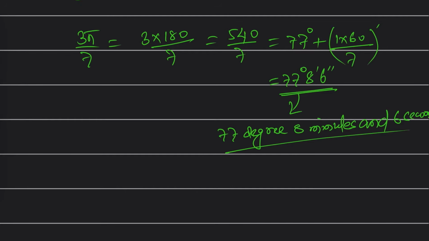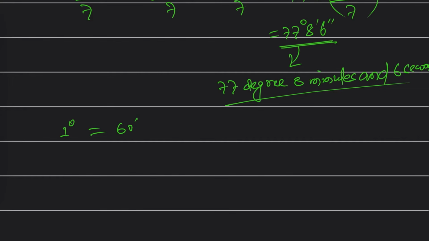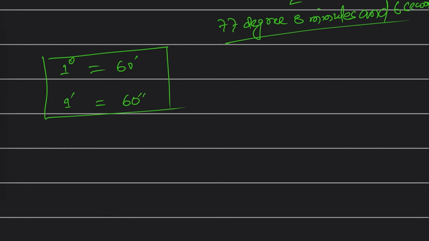So let me write, sir. Can we say 1 degree is equal to how many minutes, sir? 60 minutes. I am writing minutes with single dash. Similarly, 1 minute is equal to 60 seconds. This relation also you should keep in mind, sir. Just the way we are converting 1 hour into minutes and 1 minute into seconds, in a similar way I am converting from degree to minute and minute to seconds, sir.